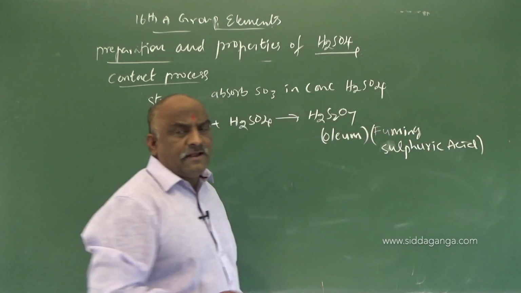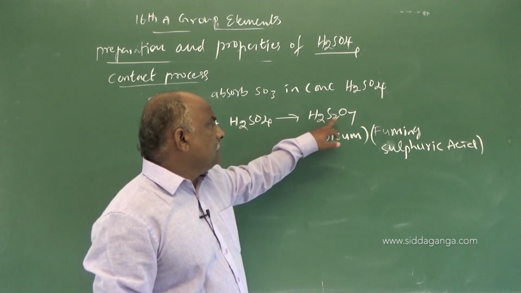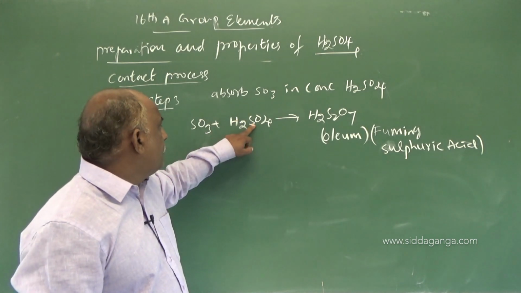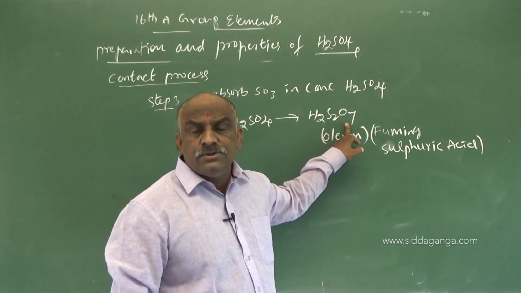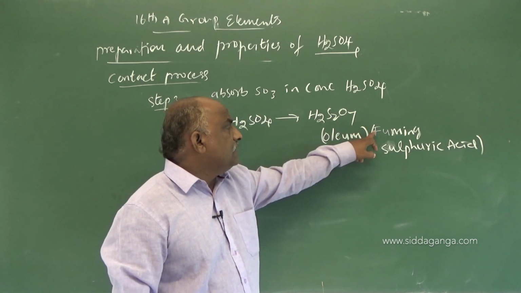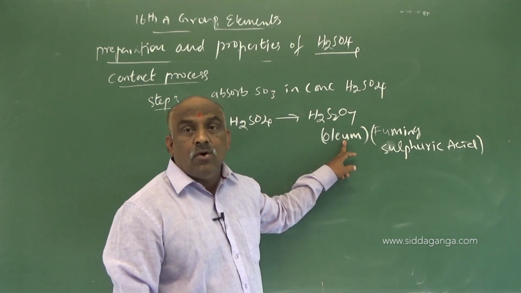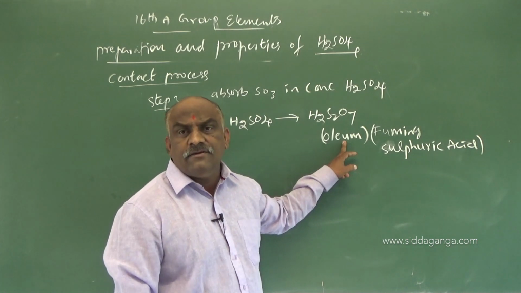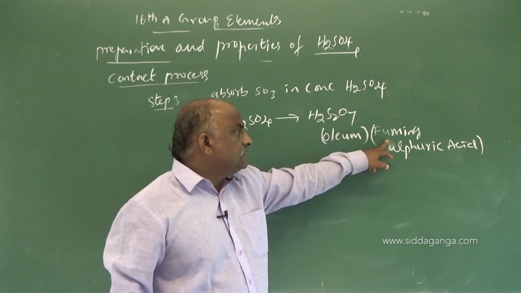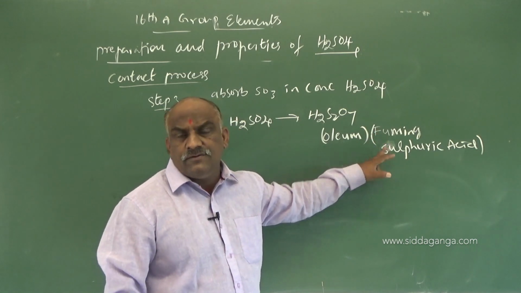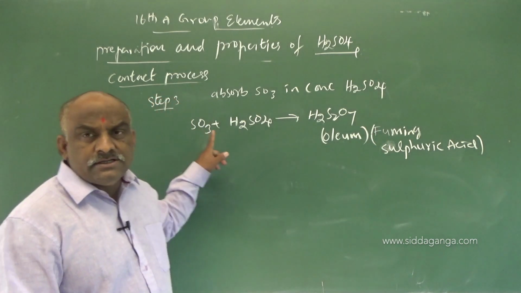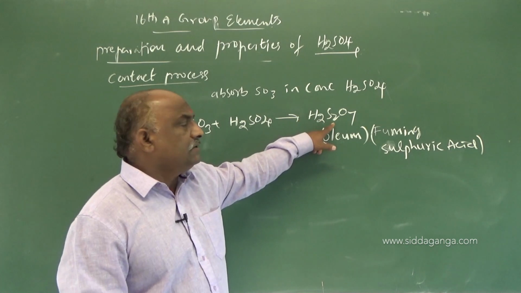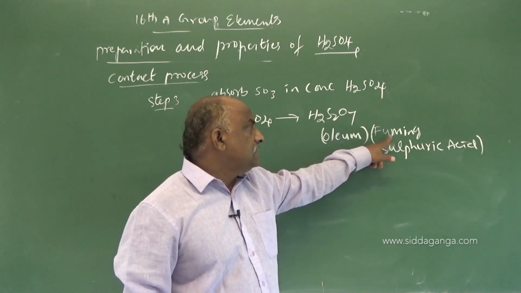What is the meaning of fuming sulfuric acid? H2S2O7 contains H2SO4 plus SO3. H2SO4 plus SO3 gives rise to H2S2O7. This is called fuming sulfuric acid, or oleum. Very important point from the board examination point of view. Fuming sulfuric acid is nothing but SO3 dissolved in H2SO4, or SO3 plus H2SO4. It is also called oleum.